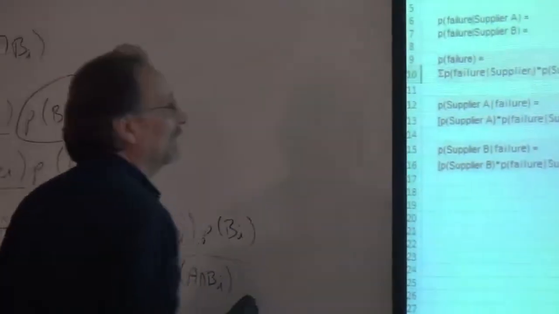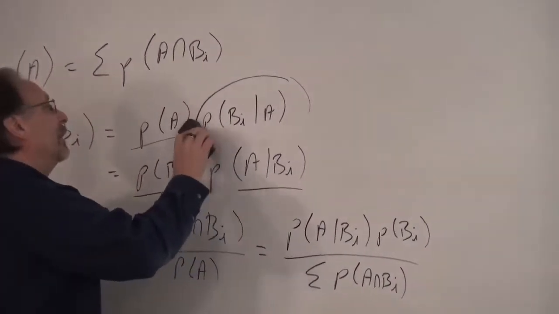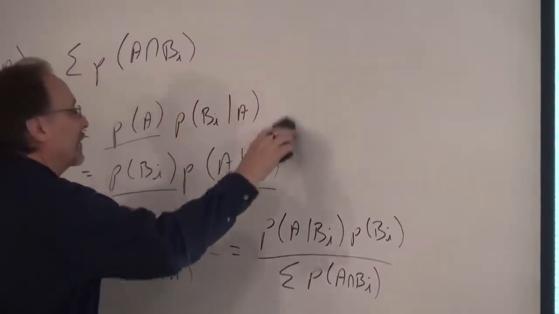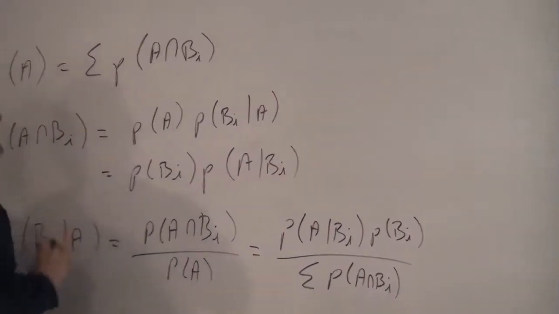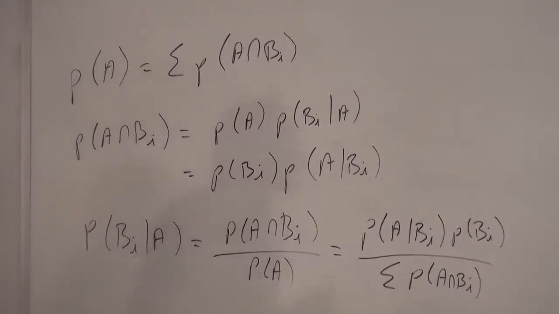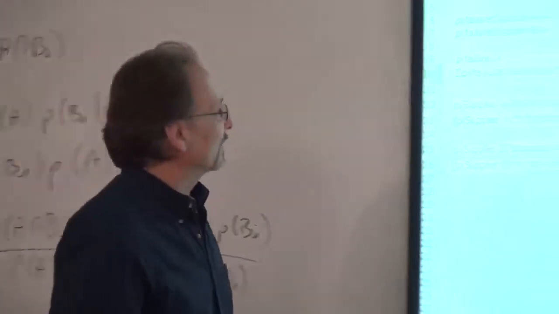And likewise, use the same thing for B. And that comes from this relationship also. So you just enumerate what you know, and then solve for the one that you don't know. Solve for the single unknown, and you can get those probabilities then.